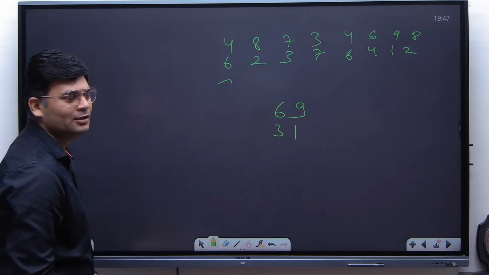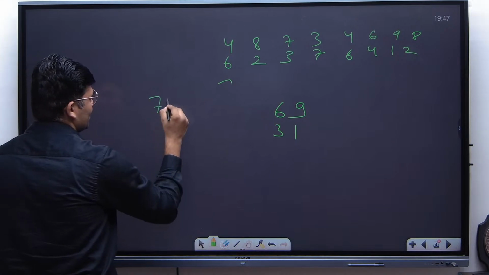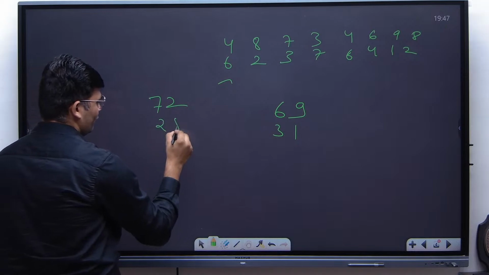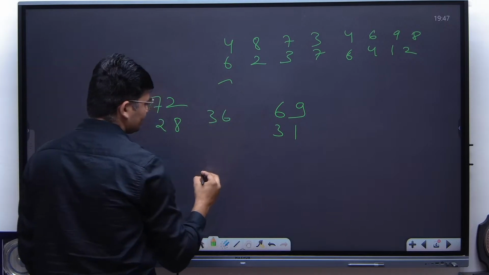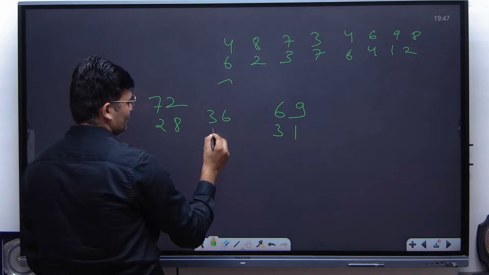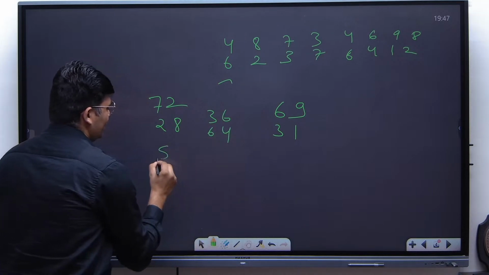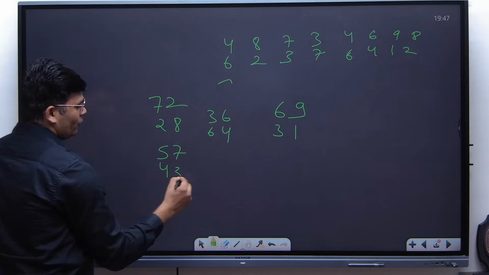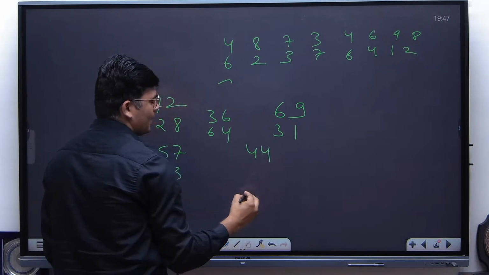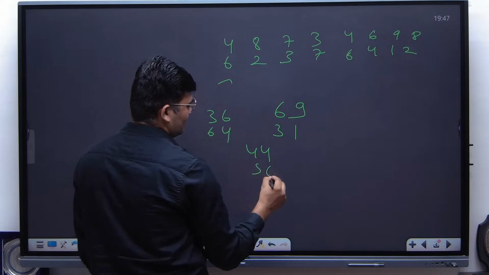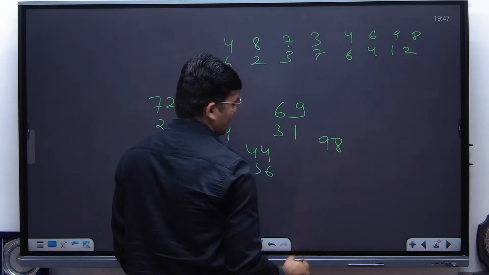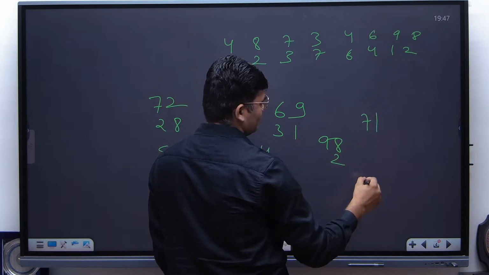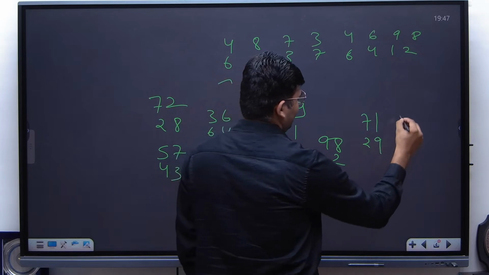All right, ready? 72. 28. Wonderful. 36. 64. Wonderful. 57. 43. Very good. 44. 56. 98. 2. 71. 29. Okay. 25.